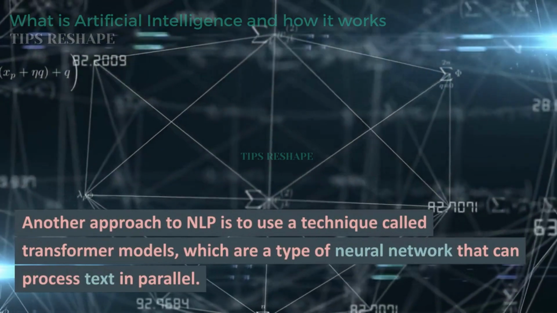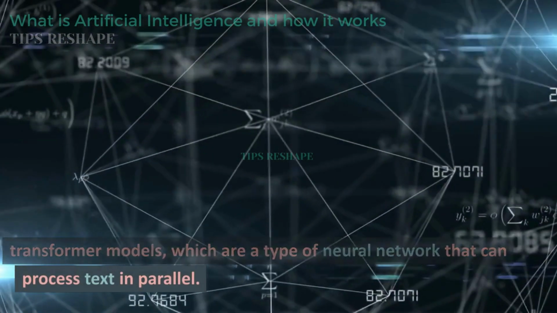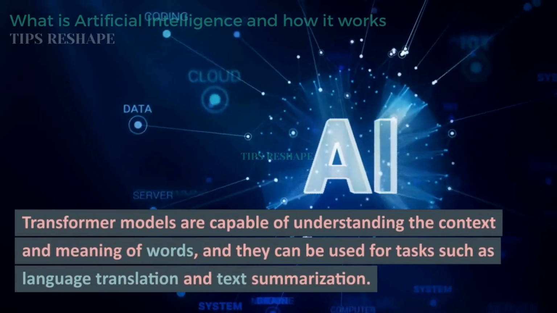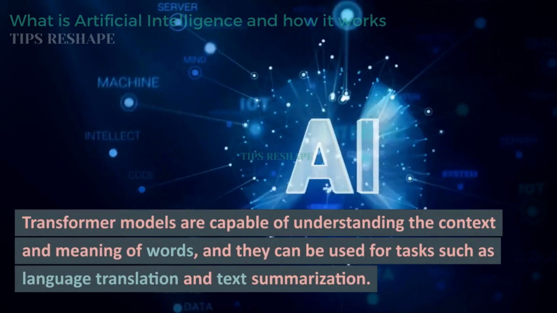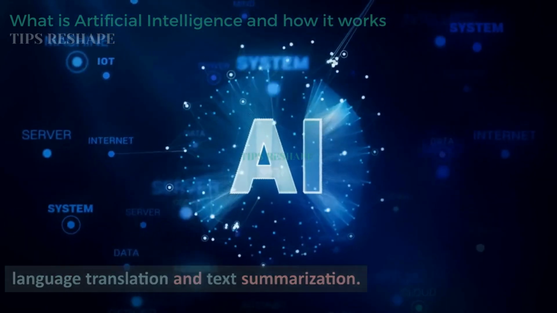Another approach to NLP is to use a technique called transformer models, which are a type of neural network that can process text in parallel. Transformer models are capable of understanding the context and meaning of words, and they can be used for tasks such as language translation and text summarization.